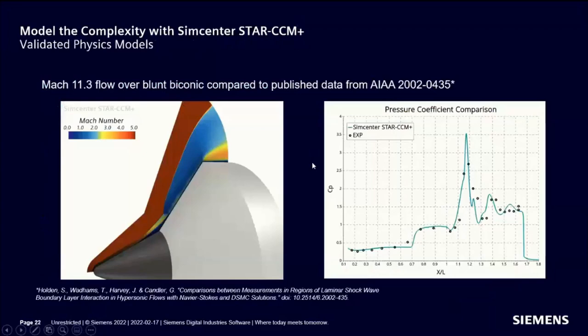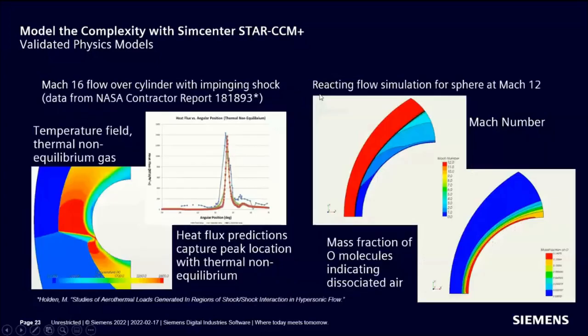Skip through the video. So looking at some validation cases to prove that out, right? Again, I showed this Mach 11 blunt biconic case from a very canonical, very well-known paper by Holden, looking at various shock boundary layer interactions. On the right, we have the pressure coefficient comparison versus the axial position, and you can see the Star CCM Plus predictions do a very good job of predicting the flow structure and the shock structure impinging on the body here. This proves that we can simulate these complex shock boundary layer interaction cases with high degrees of accuracy.